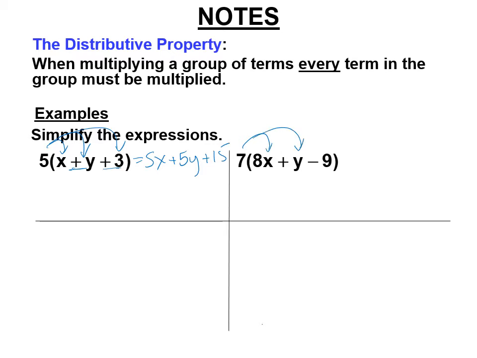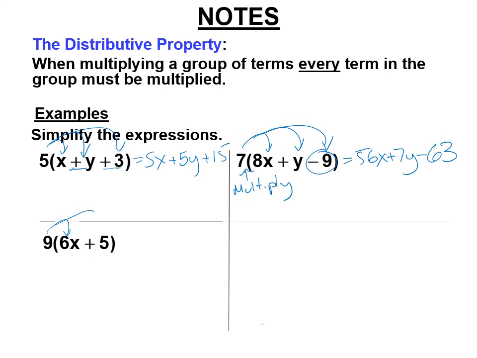So we're going to multiply all of those by 7. This means multiply because whenever you don't see an operation, it means multiply. So 7 times 8x is 56x. 7 times y, 7y. 7 times negative 9, that's minus 9, but you treat it as 7 times negative 9 is negative 63, which becomes minus 63 without doing anything. So 9 times 6 is 54, so 9 times 6x is 54x. 9 times 5 is 45.